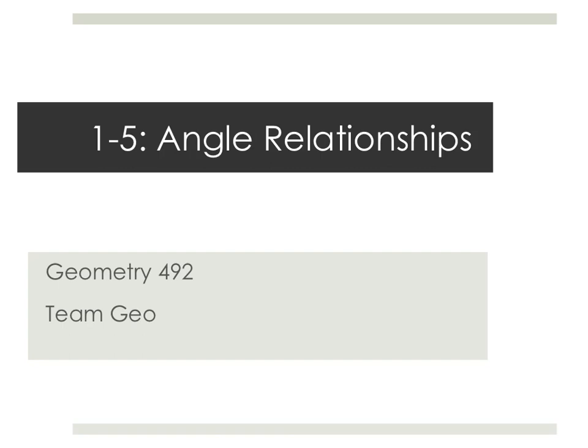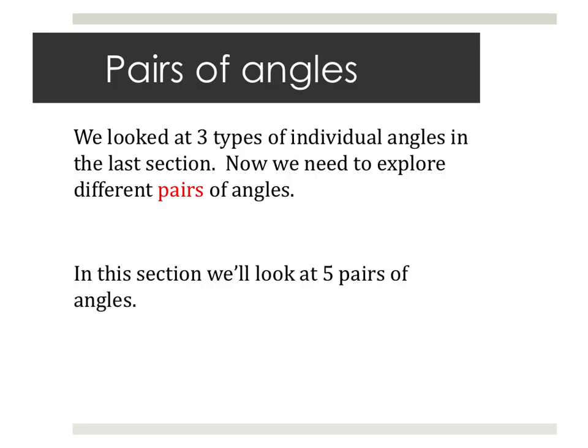Hey everyone, welcome to the 1-5 notes on angle relationships. In the last section, we looked at 3 types of individual angles. So in this section, what we're going to do is talk about pairs of angles. Pairs does mean they're 2 angles together. So we are going to look at 5 different pairs of angles that we're going to use not only in this section, but throughout this school year.